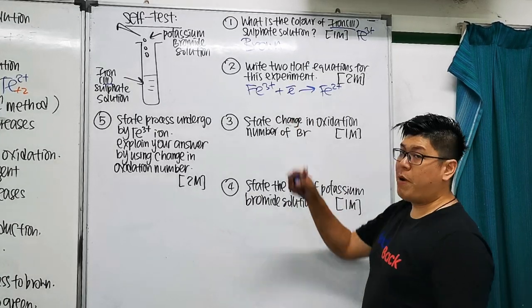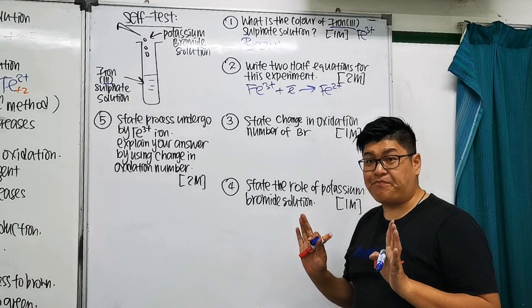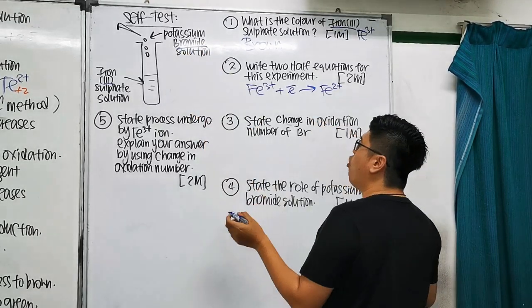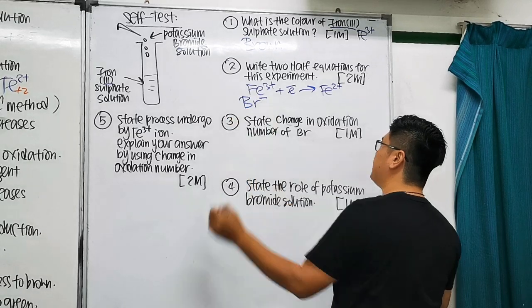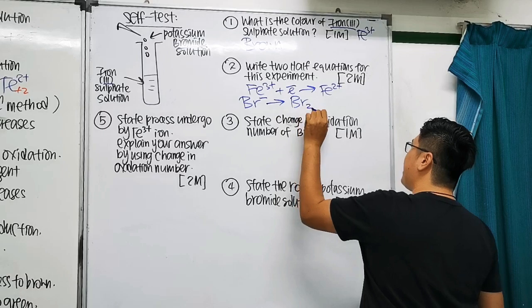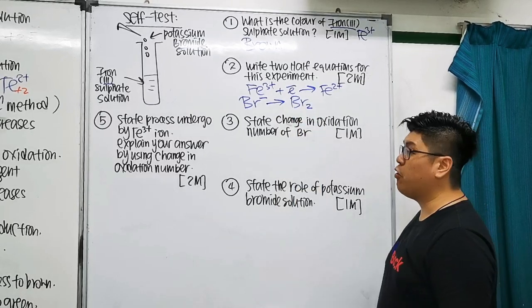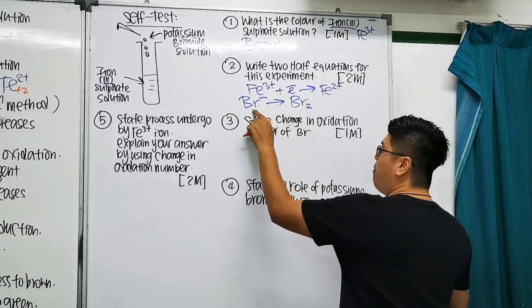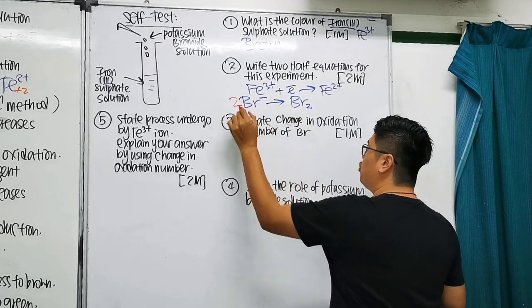Second thing, potassium bromide. Remember, potassium does nothing. Potassium only does nothing. Bromide is the one that reacts. Bromide is Br minus. Bromide can only become bromine, nothing else. Okay, Br minus can only become Br2, nothing else. Okay, balance it. 1 Br on the left, 2 Br on the right, put 2.